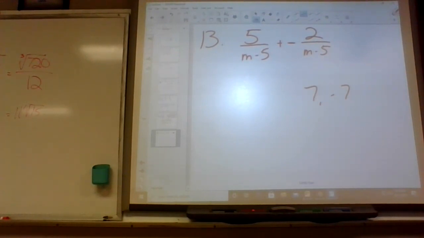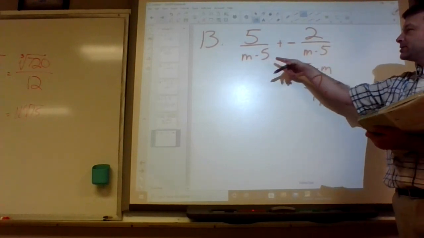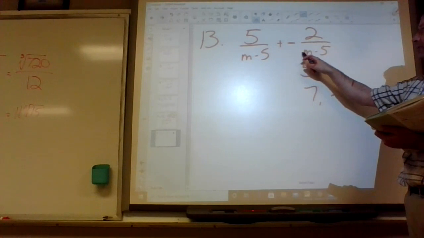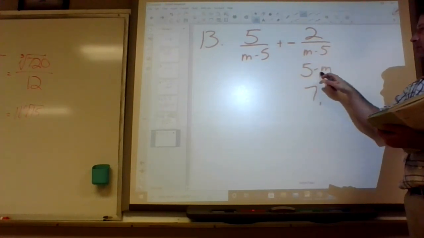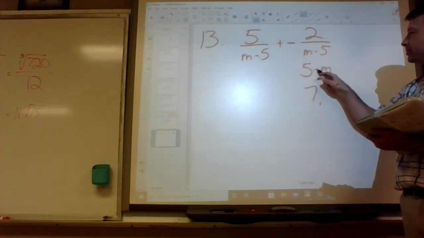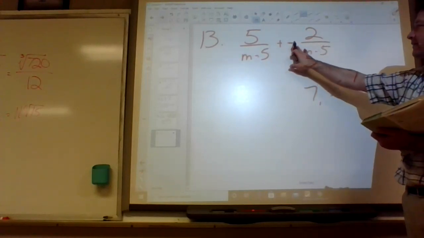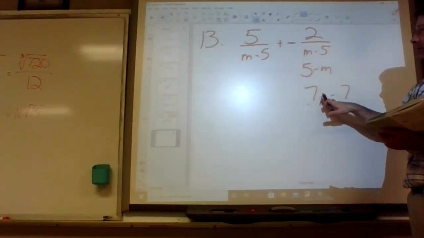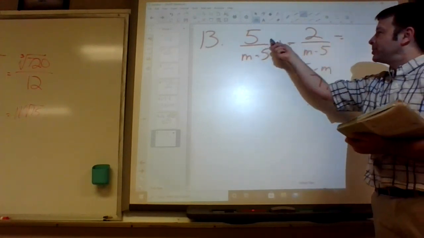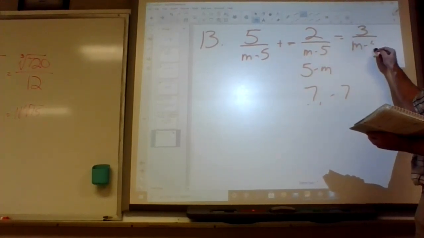5 minus m is the opposite of m minus 5. Like these are opposites. So if I divide a negative out, this would become negative, and this would become positive. Sorry, I said that backwards. So they're the same. If you just take a negative out of an opposite, it becomes the same thing. Take a negative out. Okay, 5 plus negative 2 is 3 over m minus 5.